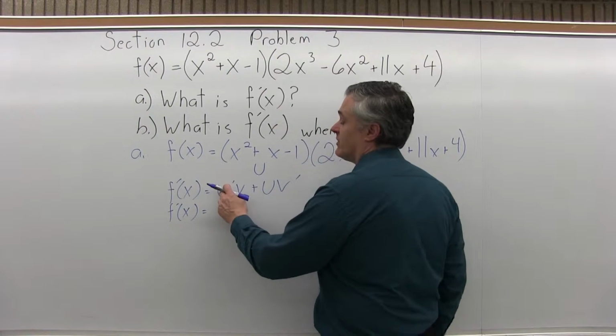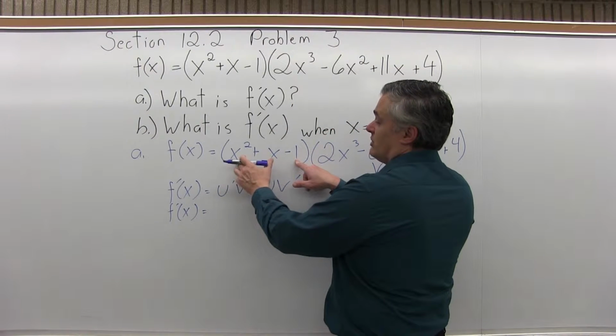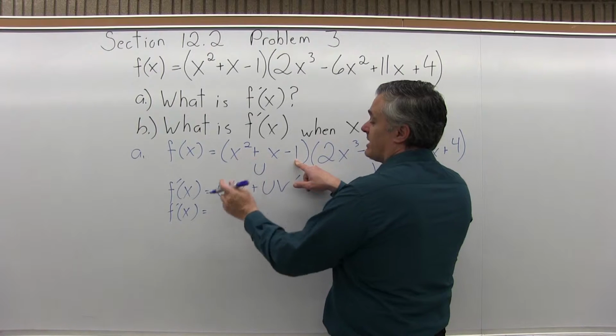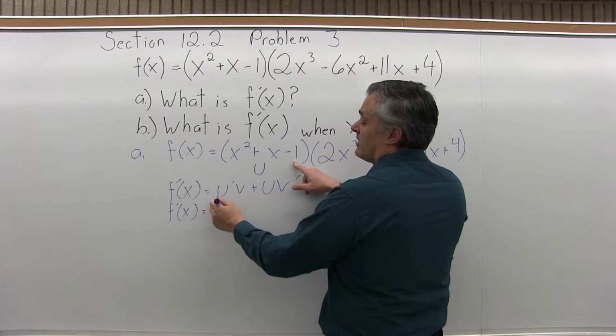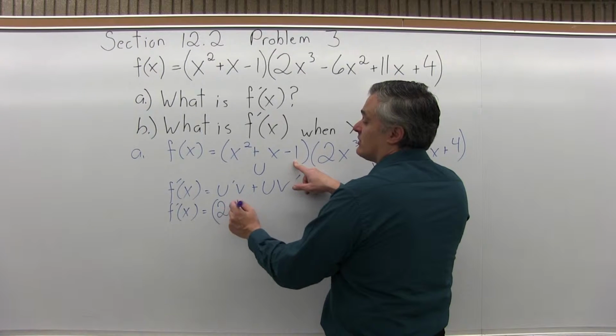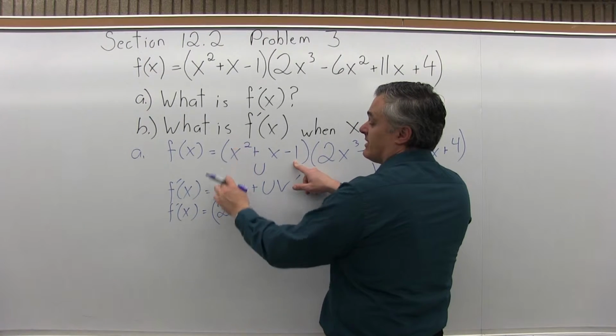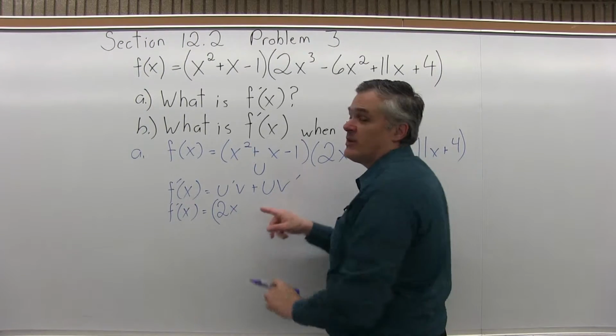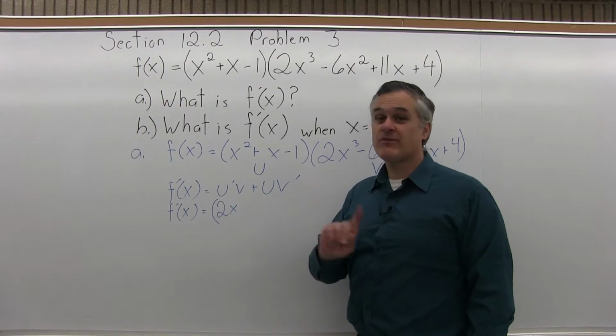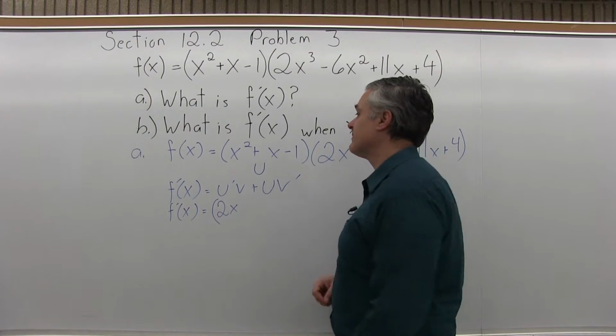F prime of x. So first is u prime. So u is x squared plus x minus 1. U prime is the derivative of that. So the x squared, the derivative is 2x to the first. Again, the exponent of 2 comes down in front of the variable, and then you reduce the exponent by 1. So it's 2x to the first power, but we don't have to write the 1. We can just call it 2x.